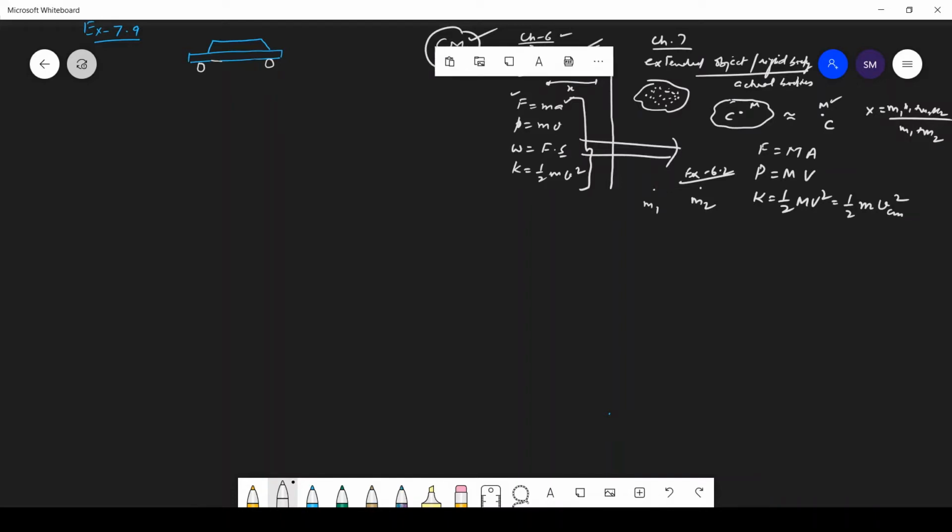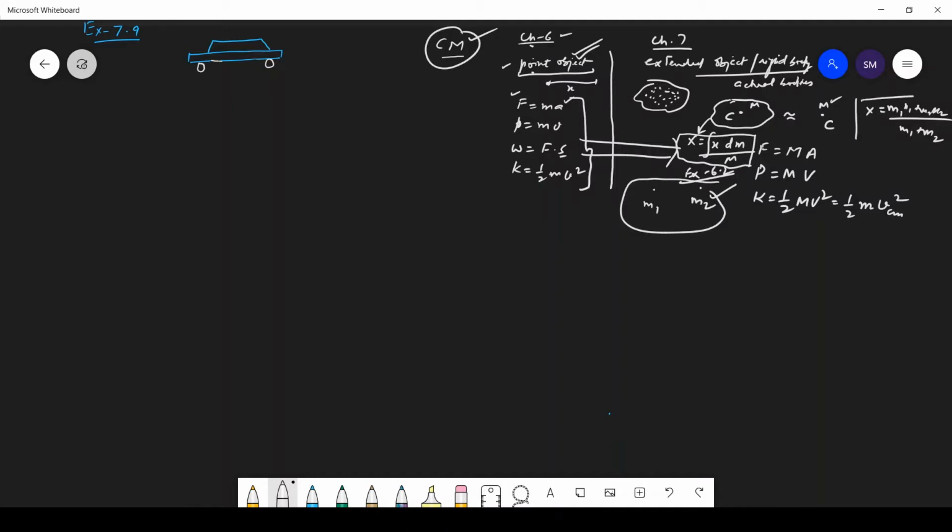So for the x coordinate of this extended body, we can write it as adding all these masses, m1 x1, m1 x1. So that is x dm, divided by the total mass. So it's as simple as that. For the continuous body we always need the integration, and for the discrete particles we can use this formula. So that is the advantage of center of mass.